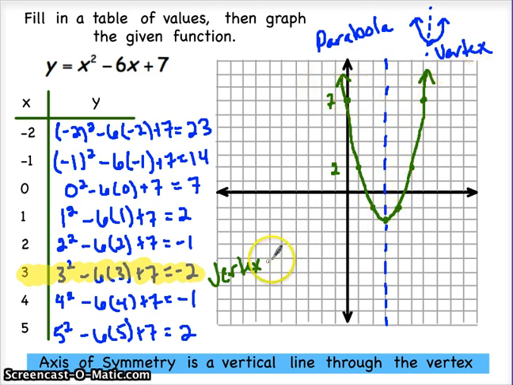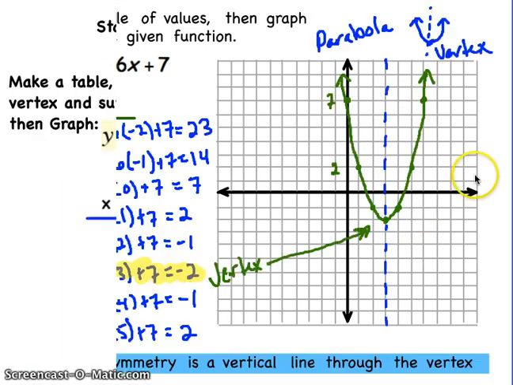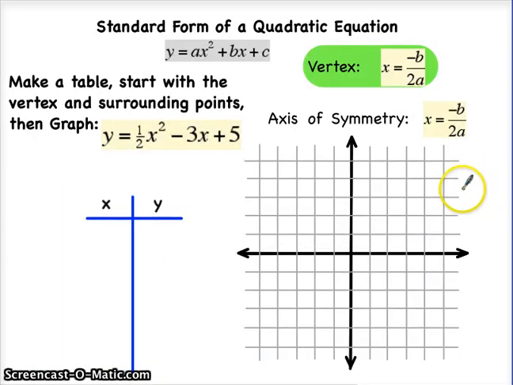Again, your vertex is going to be that point right at the bottom there, also known as your minimum value point or your minimum point, but that's a nice parabola. Now, instead of having to plot points by doing lots of large tables, knowing where that vertex was could have saved us a lot of time.